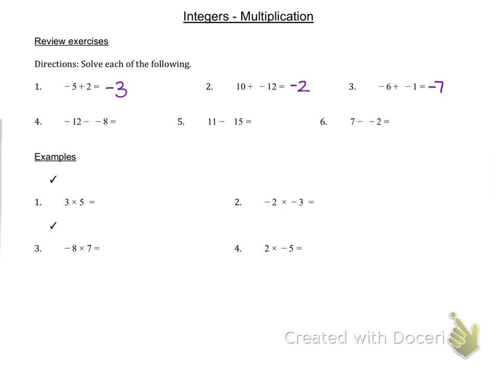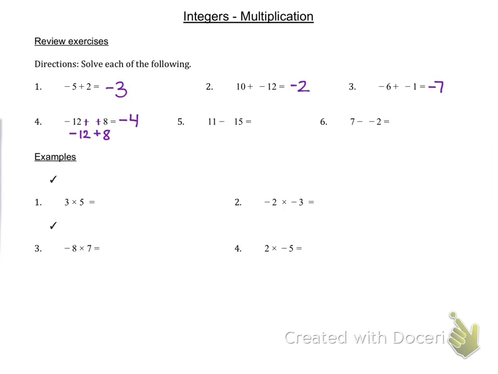Number 4, -12 minus a negative 8. Since you're subtracting, we're going to use the click-click rule. So I'm going to do click, click. So that turns the problem into -12 plus 8. So I'm going to subtract the two numbers. 12 minus 8 is 4. Take the sign of the bigger number, which is 12, so that's a negative 4.